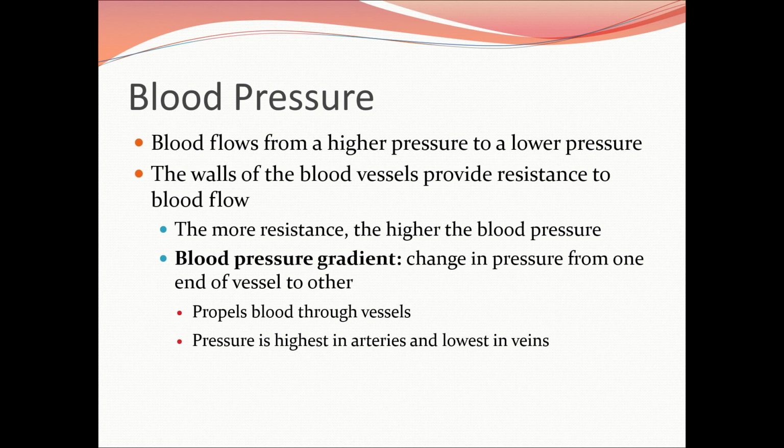Blood flows from a higher pressure to a lower pressure. The walls of the blood vessels provide resistance to blood flow. This is called peripheral resistance. The more resistance, the higher the blood pressure. A blood pressure gradient is the change in pressure from one end of the vessel to the other. This is what propels blood through the vessels, and the pressure is highest in the arteries and lowest in the veins.